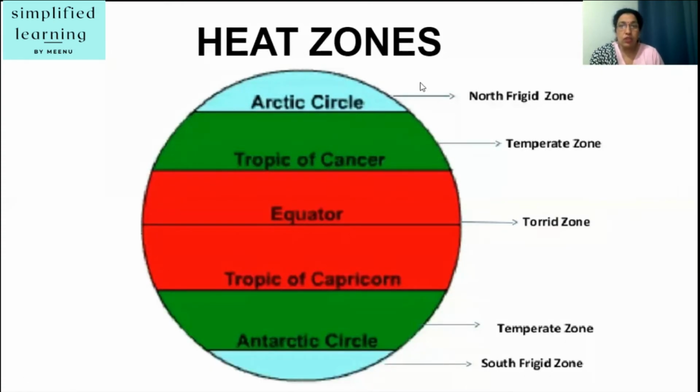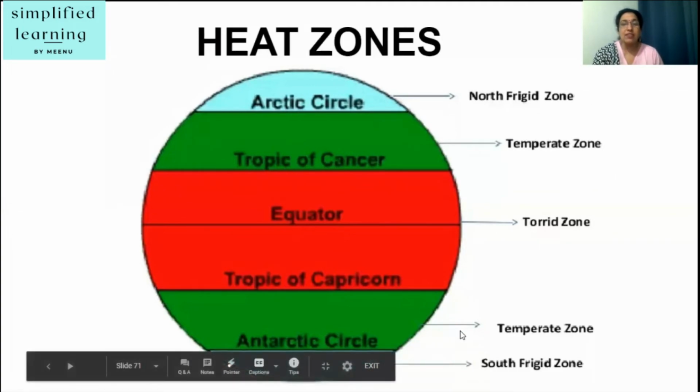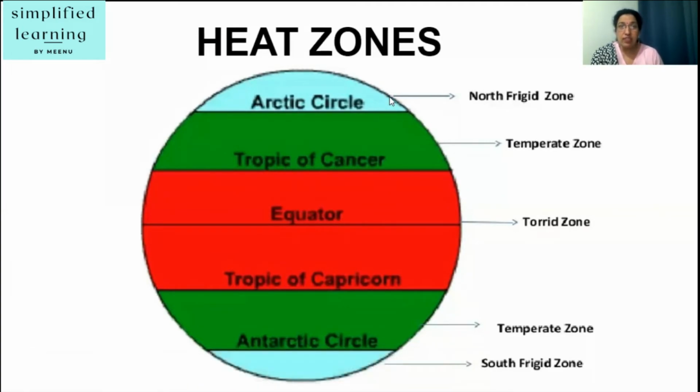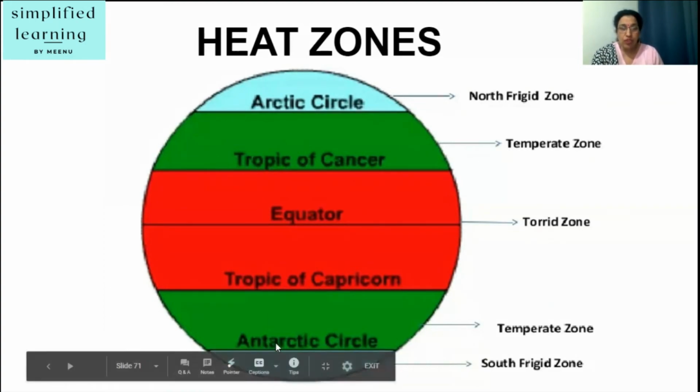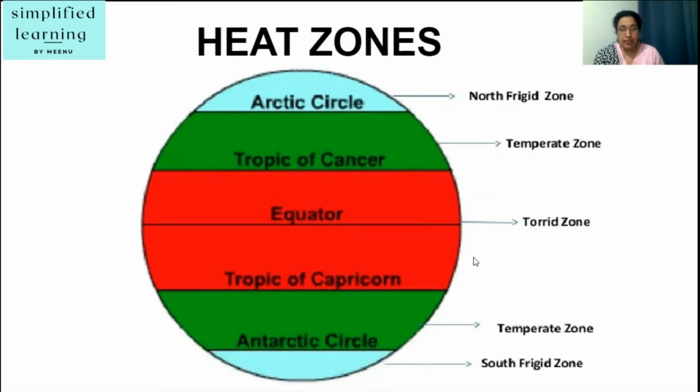Now let's talk about the North Frigid Zone and South Frigid Zone. You can say these are the coldest parts of the Earth. The North Frigid Zone lies between the Arctic Circle and the North Pole. This is our North Pole, 90 degrees north. The South Frigid Zone lies between the Antarctic Circle and the South Pole, that is 90 degrees south. The rays of the sun are very slanted here and are therefore very weak.